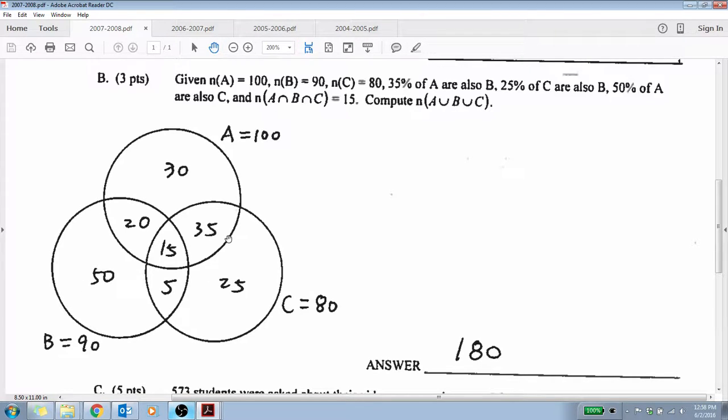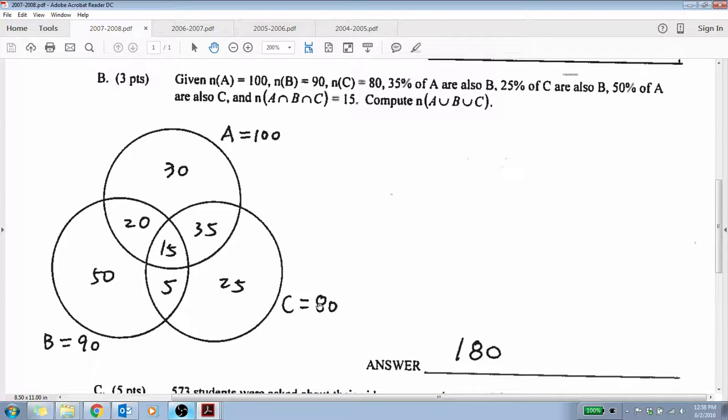So to do that, we know the total for A is 100. This right here we know already is 20 plus 15 plus 35. That'd give you 70. So the remaining would have to be 30 right here to give you that 100 total. If the total here for B is 90, we know 5, 15, and 20 are all in B already. That gives you 40. The remaining has to be 50 right here. Same thing for C. 5 plus 15 plus 35 gives you 55. The remaining would have to be 25 to give you that 80 total.